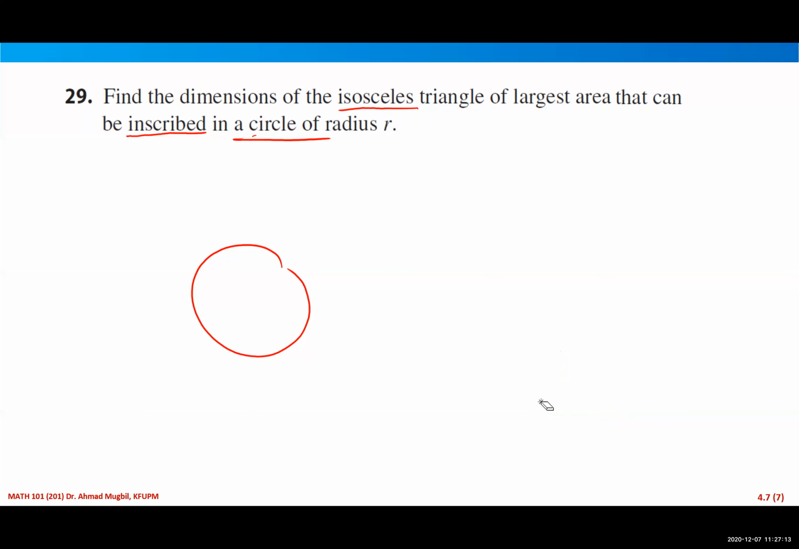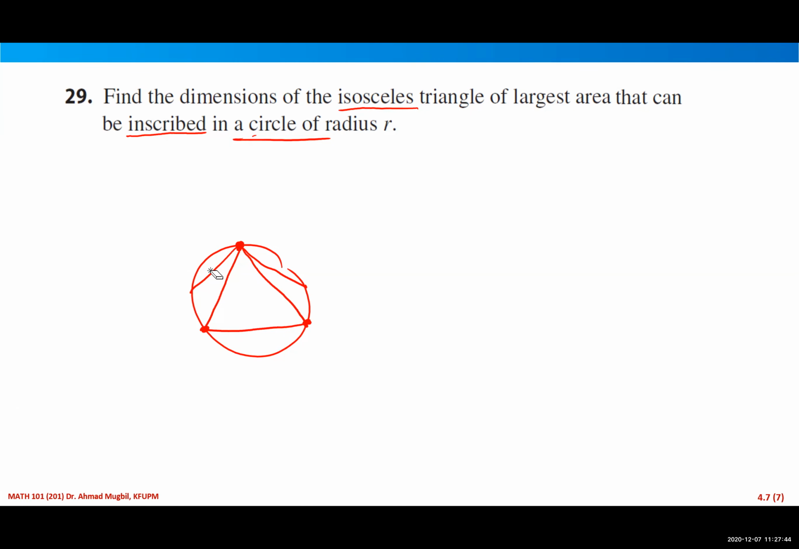So it will be inscribed. The meaning of inscribed is not like this. This is not inscribed, Shabab. Inscribed means that the vertices of the triangle are on the circumference of the circle, like this, for example. So this is inscribed. Of course, you could have it in different ways. You could have it this way, or this way. There are many methods to inscribe a triangle inside a circle.